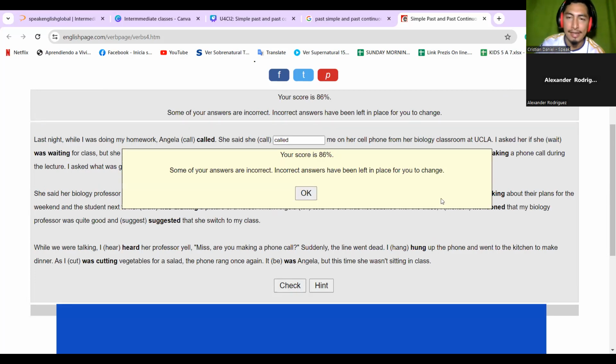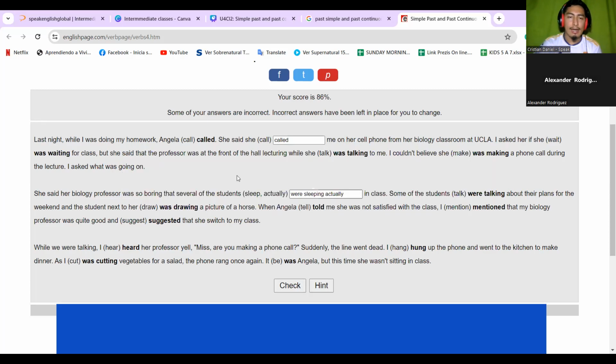Now, let's see. Incorrect answers have been left in place for you to change. There are only two parts that are incorrect. Okay, this is kind of unexpected because you never told me about this part, that we have to change this part. But what do you think is the correct form?